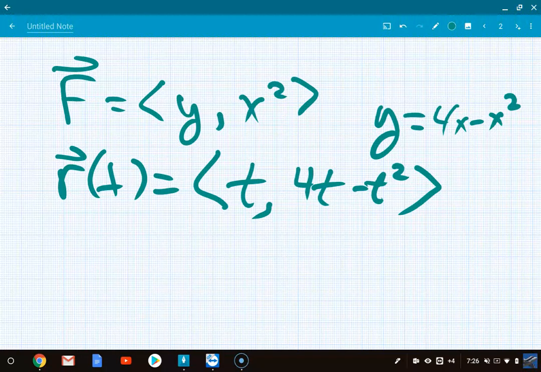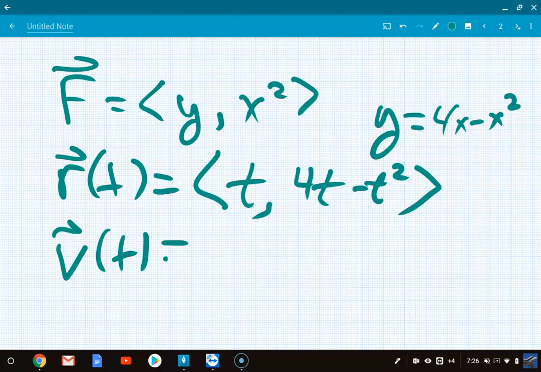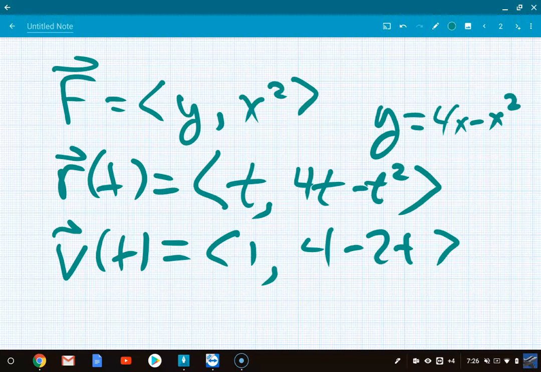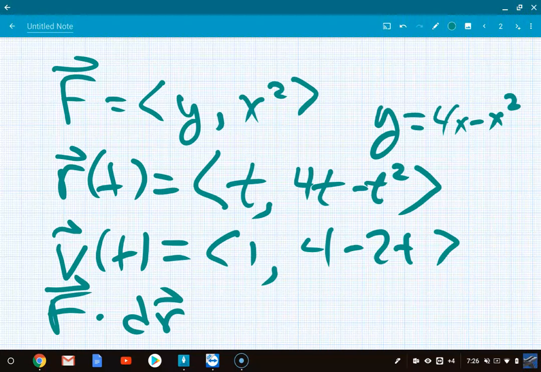What's your velocity vector now? 1 and 4 minus 2t. Okay. So how do you form f dot dr? What do you do to get f dot dr? This is how we did it yesterday. And then we integrate that with respect to t. I want to make everything in terms of t, parameter t. Again, one variable, one degree of freedom.